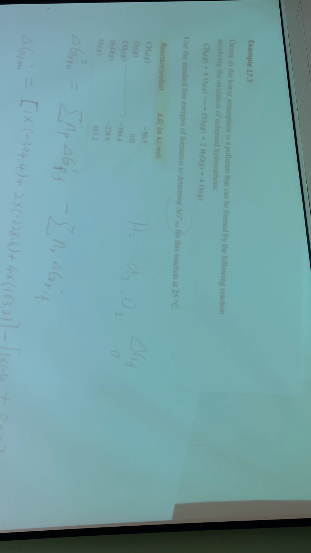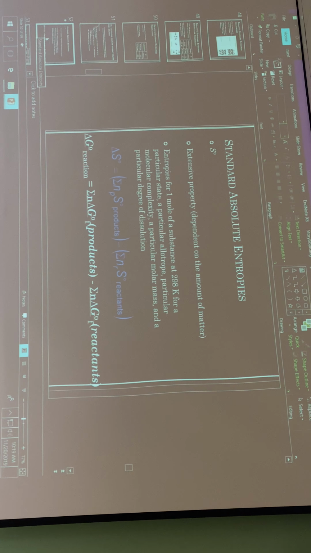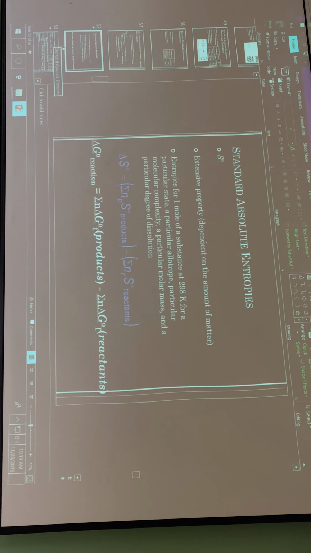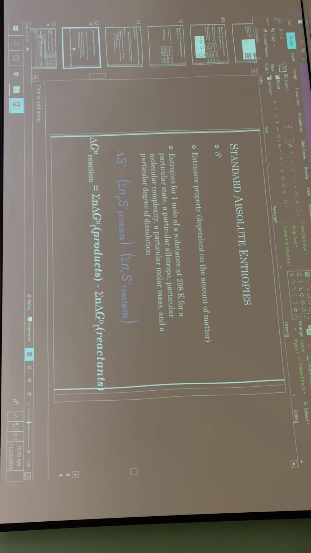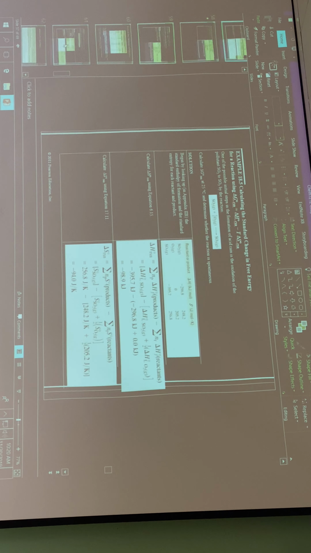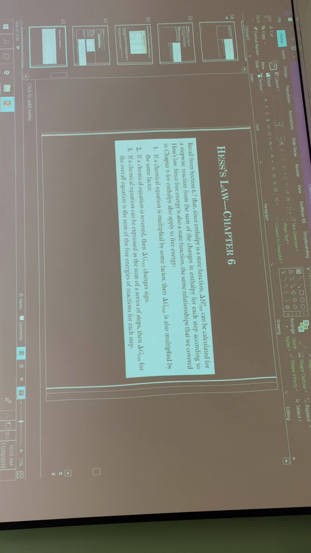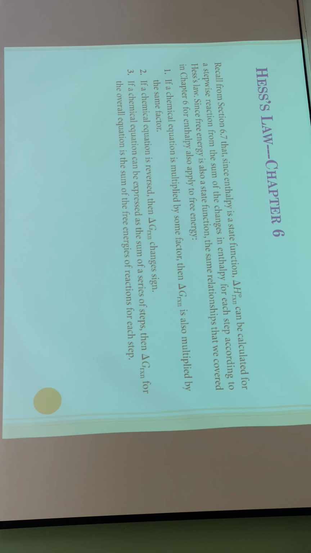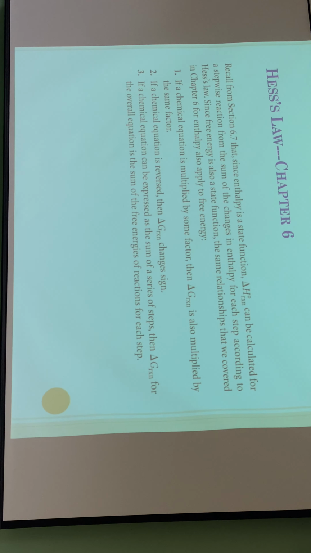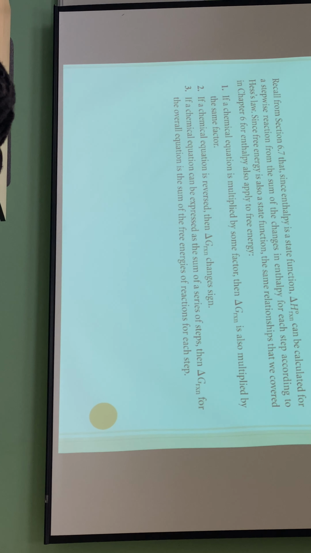So before you go, next class we're going to do another way to calculate delta G, but it's also exactly the same as what you did in your chapter 6, the Hess law. Please go back and review this Hess law. If you remember that, it will be much easier to do delta G. Exactly the same method. Okay?